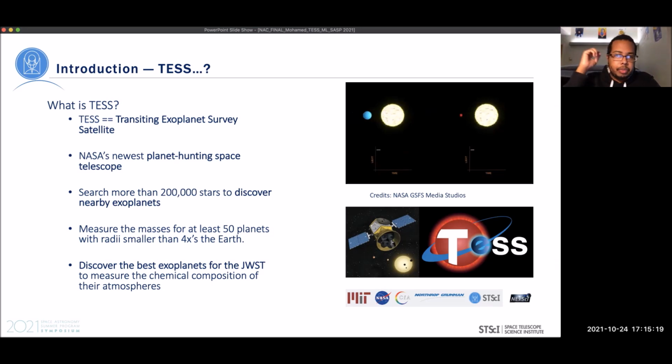of that planet. TESS is able to measure the masses of planets with radii smaller than Earth and larger than Earth. And one of its primary missions is to find the best exoplanets for JWST to analyze, so we can find out what exoplanet atmospheres look like.